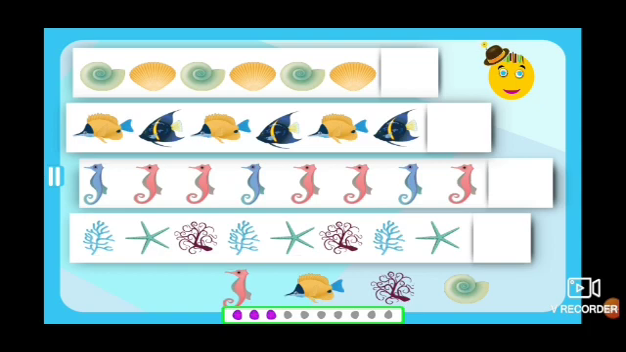Here we can see the snail. The shell is there. Again one snail, the shell, the snail, the snail. So what should come next? I think the snail.